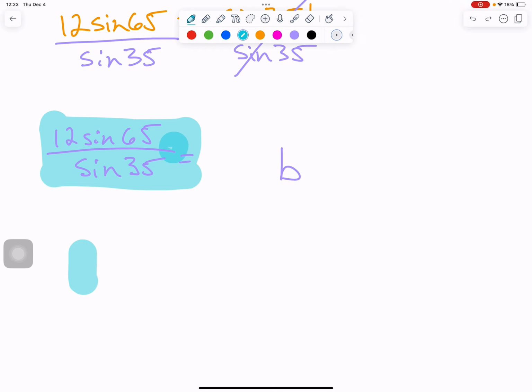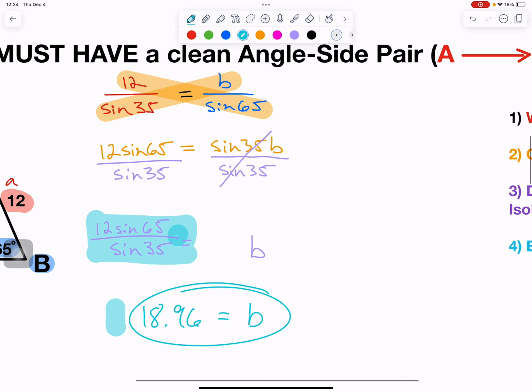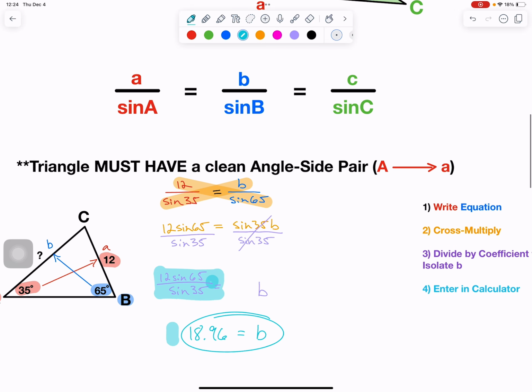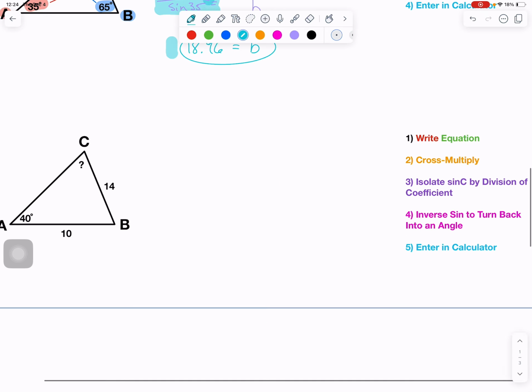Where's my teal? 18.96, which equals our B. Go ahead and circle your answer. I'll leave that there if you want to get a quick shot of that. Use that in your class for your practice.